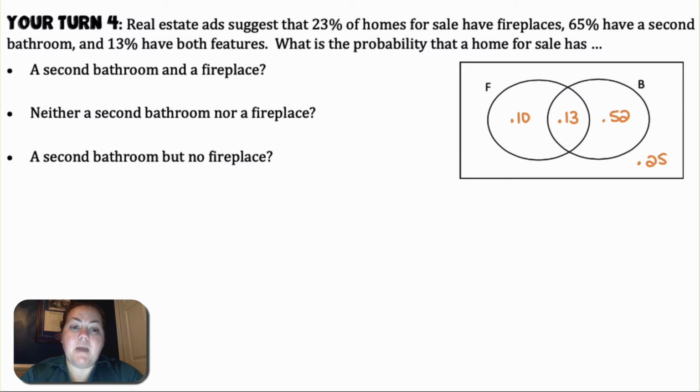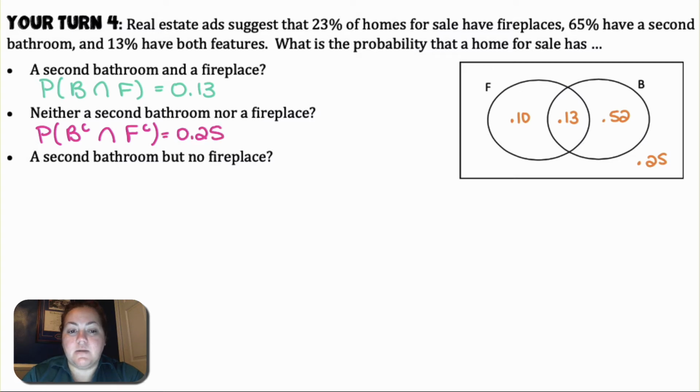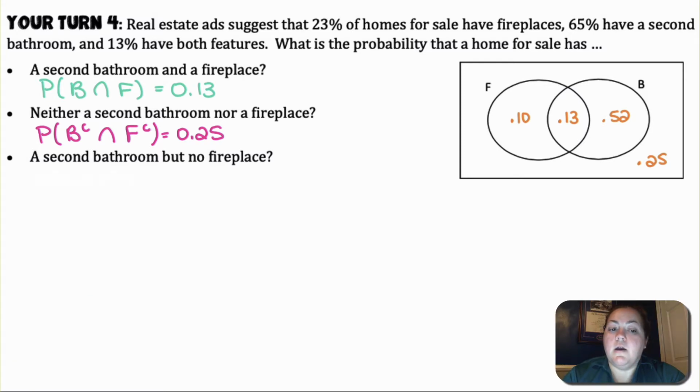So a second bathroom and a fireplace. So that would be B and F, which is the overlapping section. So 0.13. Neither a second bathroom nor a fireplace, so it'd be not B and not F, which would be the 0.25. All right, a second bathroom but no fireplace. So that would be a second bathroom, but it can't have a fireplace. So that would just be 0.52.